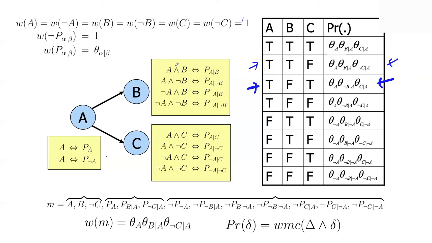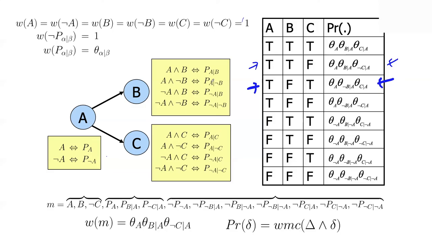Again, so that we make sure that this knowledge base ends up having precisely 8 models that correspond to these guys. Now, we're not going over this reduction in detail as far as proofs and so on, but we're just trying to get a sense of what's going on here.